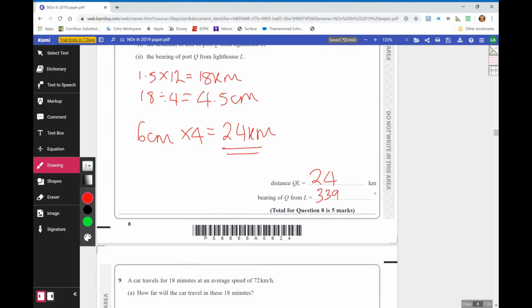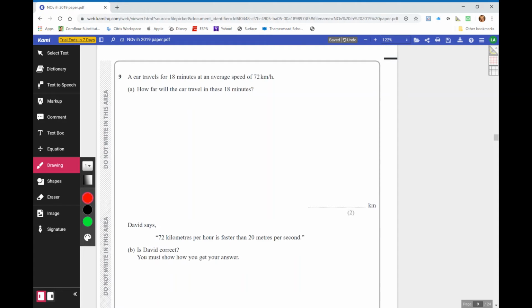Okay, so moving on from that one. A car travels for 18 minutes at an average speed of 72 kilometres per hour. How far will the car travel in those 18 minutes? So, another speed, distance, time. They generally use quite a few of these. So we've got the speed, and we've got the time, so we need the distance, basically how far, that's distance, so you're just going to times one with the other.